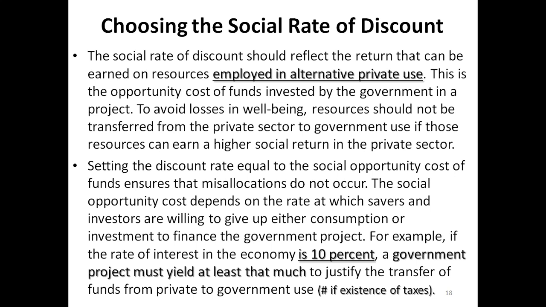The social opportunity cost depends on the rate at which savers and investors are willing to give up either consumption or investment to finance the government project. For example, if the rate of interest in the economy is 10%, the government project must yield at least that much to justify the transfer of funds from private to government use, ignoring the excess burden of the tax.